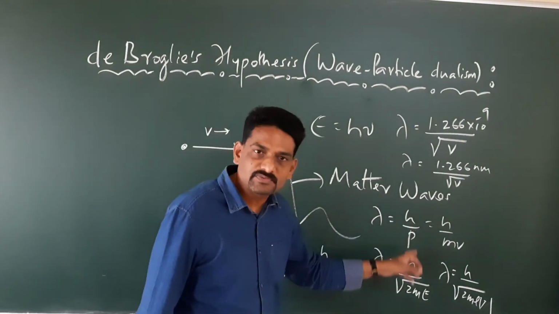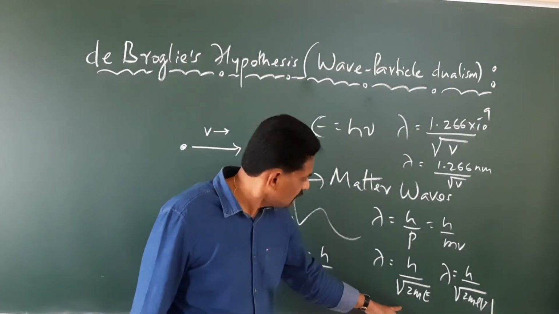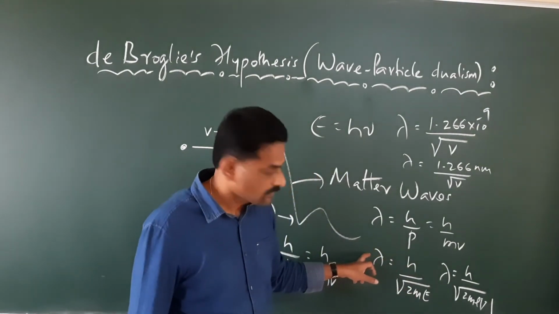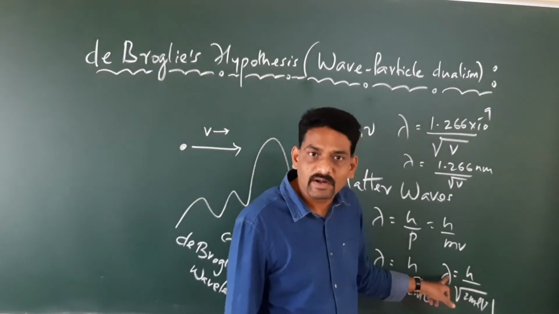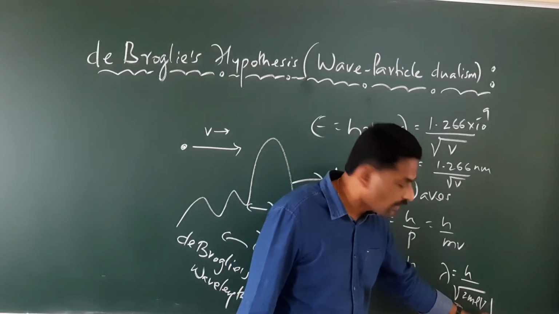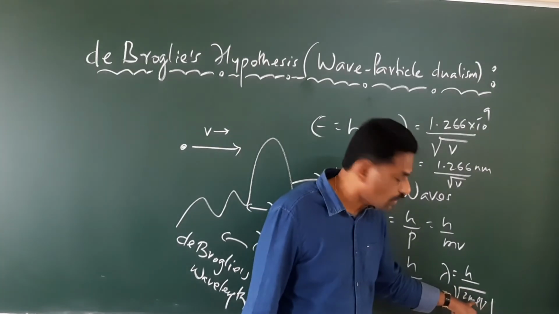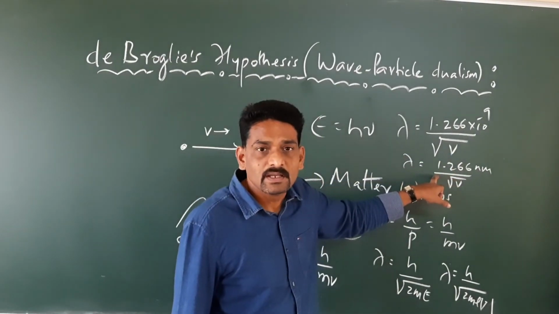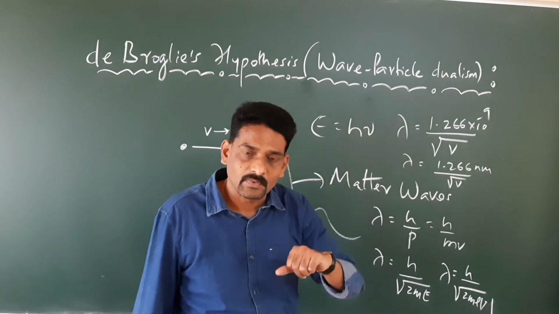And these are the different forms of the de Broglie equation. Lambda equals h by root of 2mE in terms of energy. This is again one form of the de Broglie wavelength in terms of voltage and charge of the electron and the mass, and this is again one more form of the de Broglie wavelength.